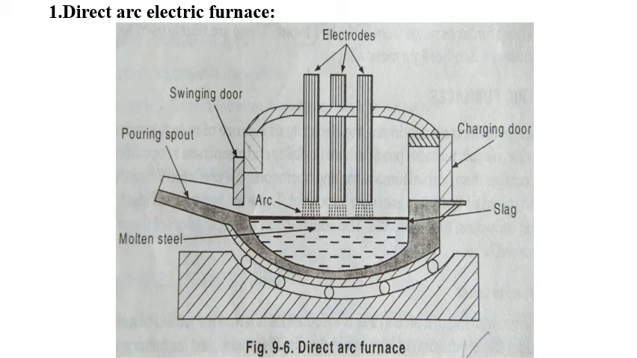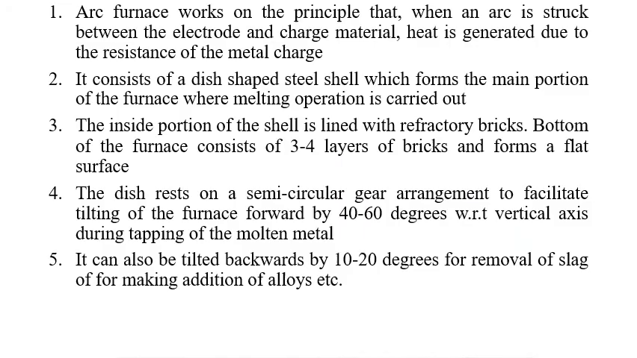This is a steel shell. The steel shell is mounted on bearings, moving in forward and backward directions. Once the process is complete, the liquid metal is taken out by tilting in the anti-clockwise direction through a pouring spout. The shell rotates in the anti-clockwise direction. There is a charging door here, and they put the metal through the charging door. You can see that.